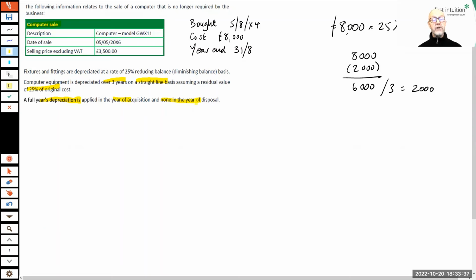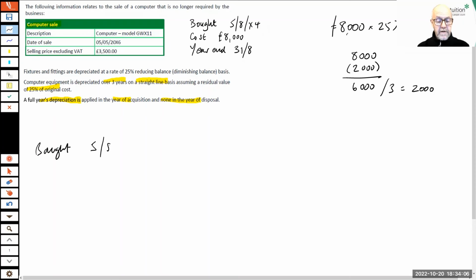It's so much simpler, and thankfully most of the time it's the way we do it. So we bought this 5.8 X4. Year end is 31st of August. So we can just do a little timeline here.